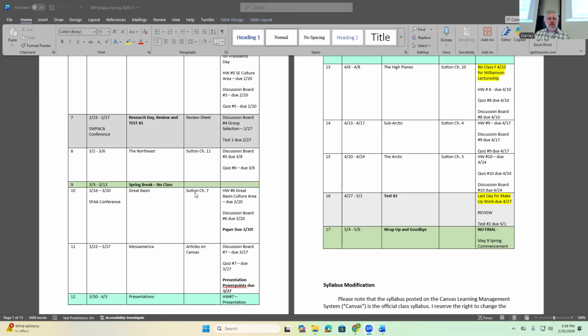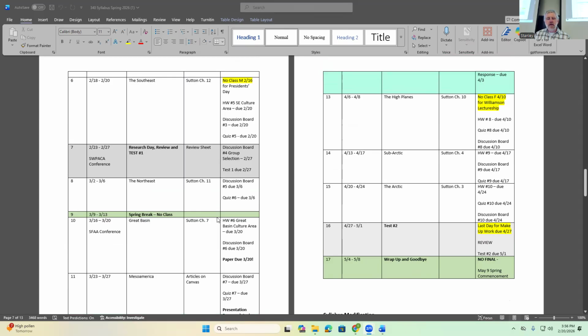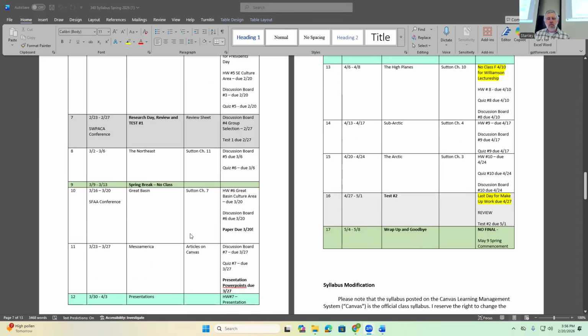Let's flip over to the syllabus. As you can see, our research project is coming up pretty quick, with a paper due on the 20th, the week after spring break. PowerPoint due the week after that on the 27th, followed by, in week 12, the 30th through the 4th, presentations in class on the group that you choose.